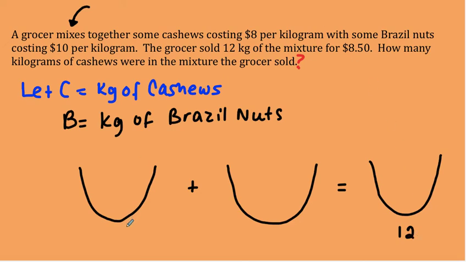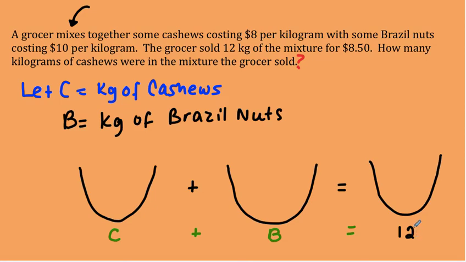All right, well that means that if C is the kilograms of cashews and B is the kilograms of Brazil nuts, that actually gives me my first equation, C plus B, the amount of cashews and the amount of Brazil nuts. We need it to be 12 kilograms.